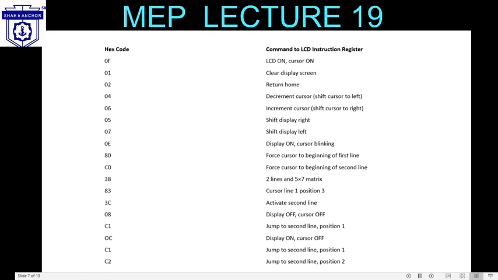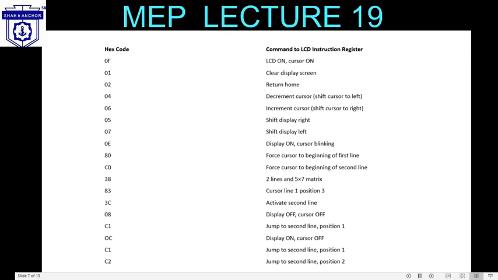Now we will see on the slide some hex codes for commands to the LCD instruction register. The first, 0F, means LCD on, cursor on. Then 01 means clear display screen. 02 means return home. 04 means decrement the cursor, shift the cursor to left. 06 means increment the cursor, shift the cursor to right.